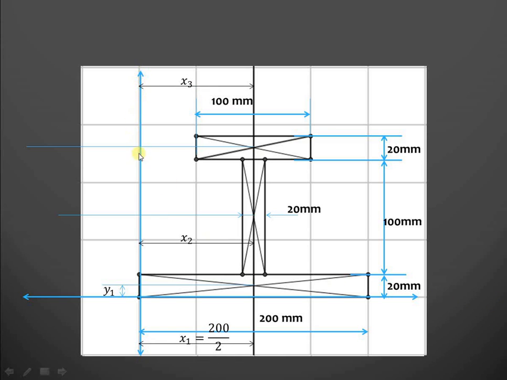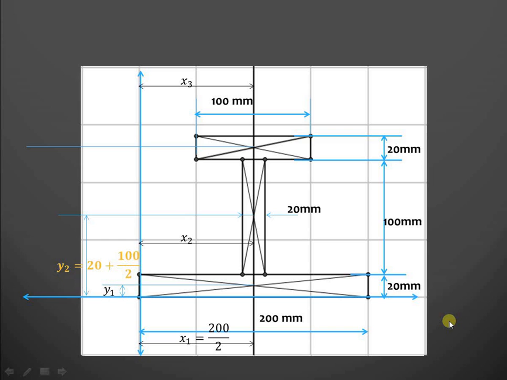Now, taking this axis as the reference, we can measure the distances or values of x1, then x2 and x3. So, distance of the centroid of the first section from this reference is x1. Distance of the centroid of the second section from this reference is x2. And distance of the third section from this particular reference is x3. So, as you can see, x1, x2 and x3 are all the same and they will be equal to this larger width, that is 200 upon 2, that is 100 mm.